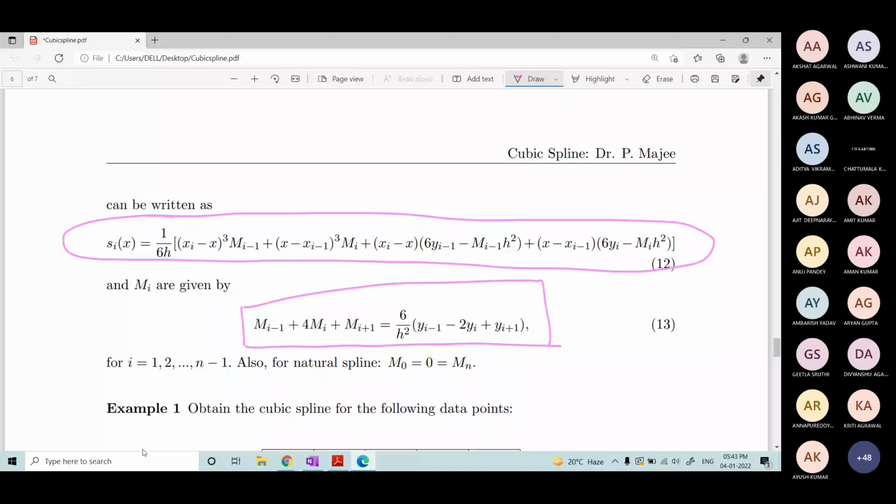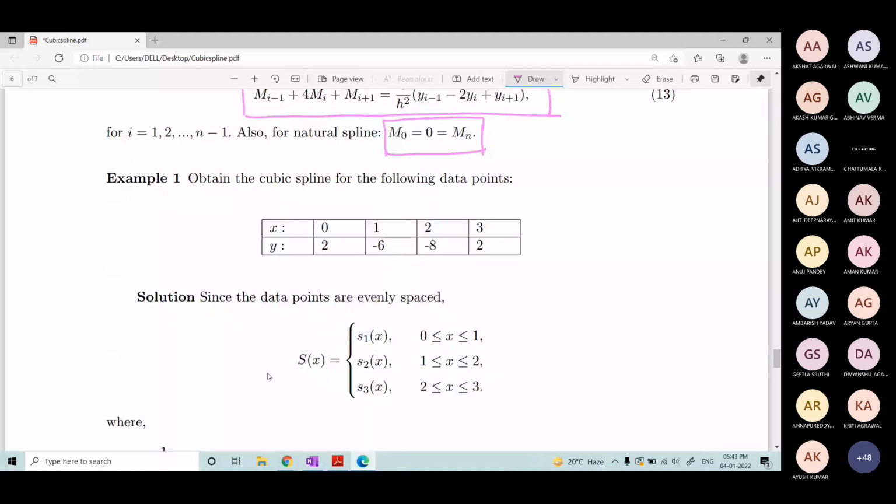Okay. So let us see one example. So here data points are given to you. If you plot the data points in the xy plane, you will get this. This side is the x-axis, this side is the y-axis.